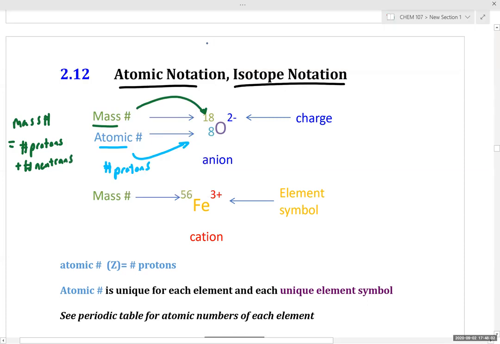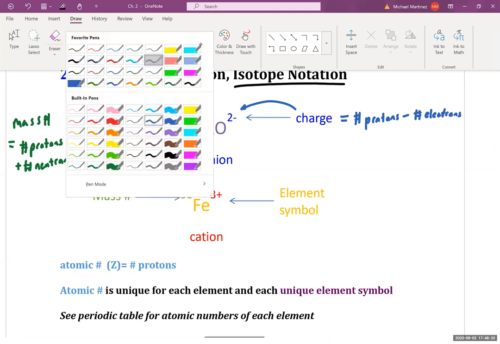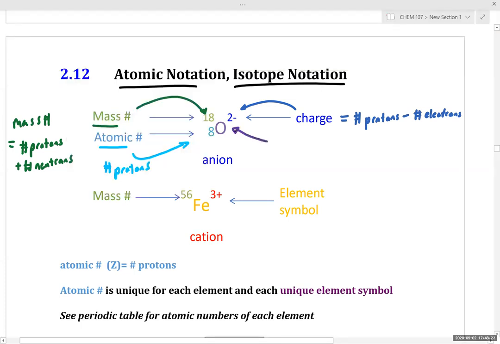The number in the upper right-hand corner is the charge, and the charge represents the number of protons minus the number of electrons. And the last symbol that we need to be familiar with is that in the center of isotope notation, we have our atomic symbol. And from the atomic symbol, you'll be able to look up this element in the periodic table.